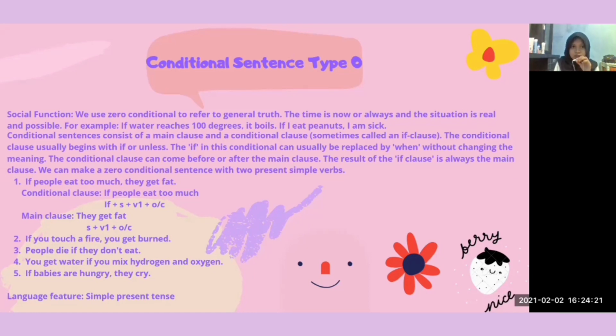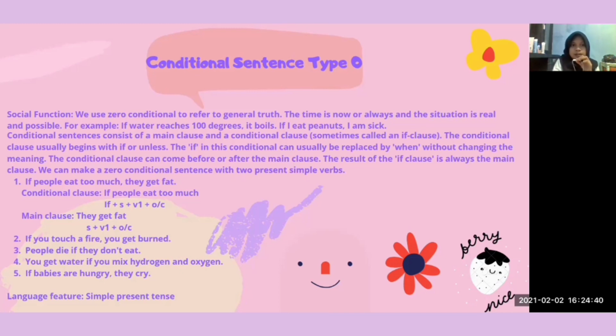The social function of conditional sentence type 0 is we use zero conditional to refer to general truth. The time is now or always, and the situation is real and possible. Or we can say that this conditional is used when the result will always happen.